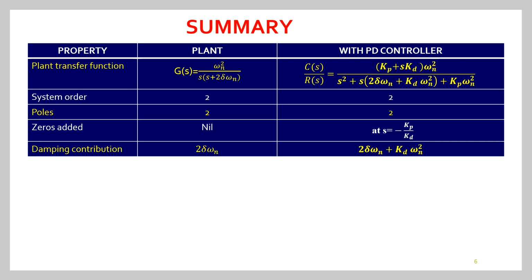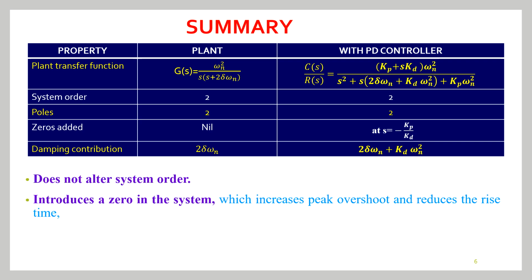Now, what are the consequences of these changes? Our system order is not changed. The stability problem will not be a bigger issue here. But in case of a PI controller, we understood it increases the order, so higher order may have an instability problem. Those issues do not occur in the proportional derivative controller. It introduces a 0. We know the effects of zeros. In the earlier videos, I have posted about this.